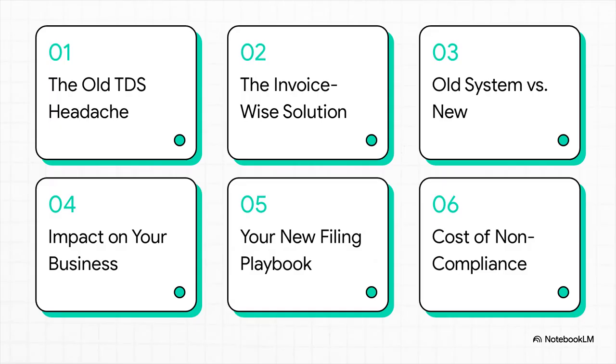Okay, so here's how we're going to tackle this. First, we'll talk about the old tedious headache, and trust me, it was a nightmare. Then, we'll dive into the government's new invoice-wise fix. We'll put the old and new systems head-to-head, see what this actually means for your business, and then I'll walk you through your new filing playbook. And to wrap it all up, we'll cover the high stakes. What happens if you get it wrong? Let's get into it.